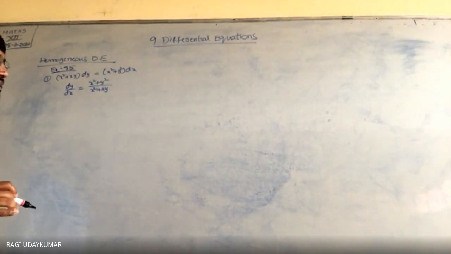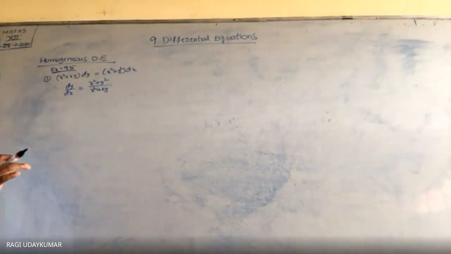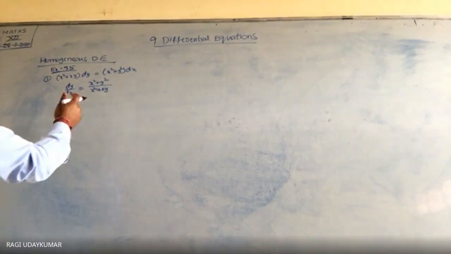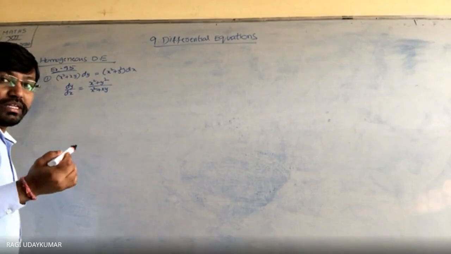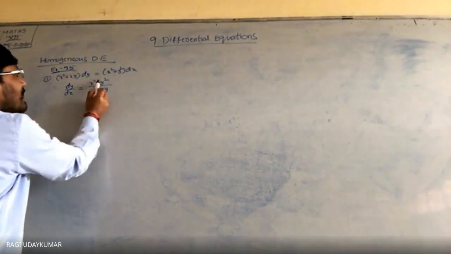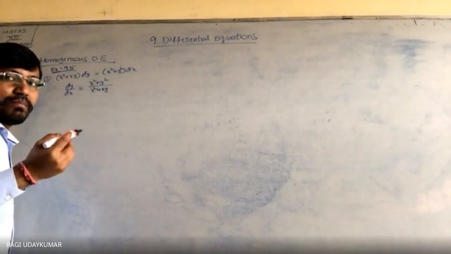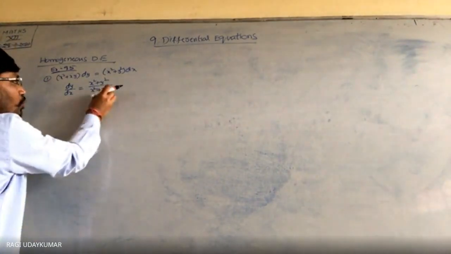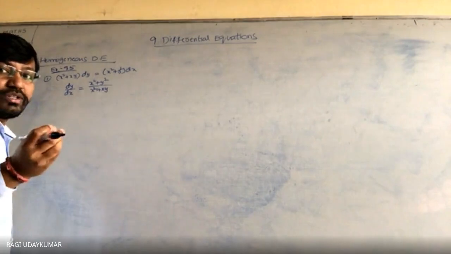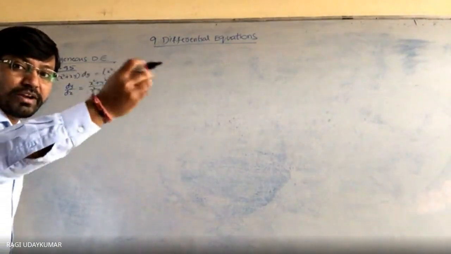Now you consider this function as capital F of x, y. Actually it is homogeneous. You observe that. How do we identify that it is homogeneous? Here the terms are squares, and every term is of power 2. Here power 2, here also power 2. There are two variables, and each term is of total power 2.